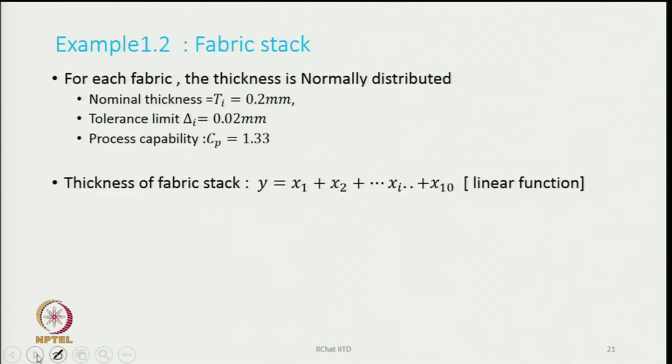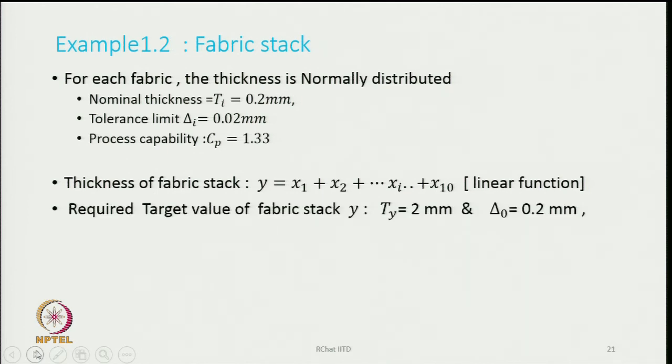Now, with this, let me use the example of the fabric stack, where we have seen there are 10 fabrics stacked together. The same example we are coming back to. Nominal thickness is 0.2, tolerance is 0.02 mm and the process capability, let us say, is 1.33, which is a very good process. If Cp is 1.33, that means most of the fabrics which are produced will be meeting this requirement. Only very few, that percentage has been given earlier, it will be equivalent to almost 4 sigma level, and therefore, a very small percentage of fabrics will be defective.